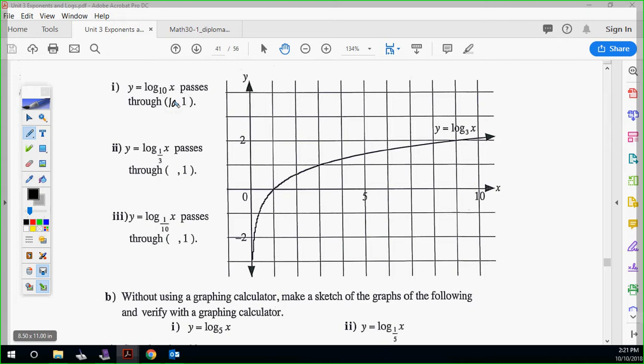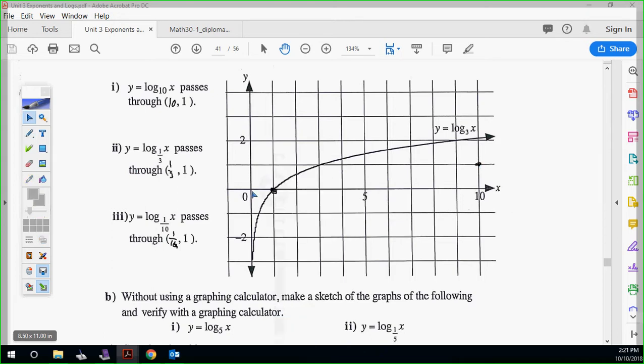Okay, we'll do the points first, and then we'll sketch them on here. y equals log 1/3 of x passes the point 0, 1. So if 1's here, it'd be 1/3 of the 1, so it's 1/3. Log 1/10 of x goes through 1/10. Whoops, that's not a 16, that's a 10. Okay, so 10, 1. So log 10 of x is going to go, they actually all go through this point.